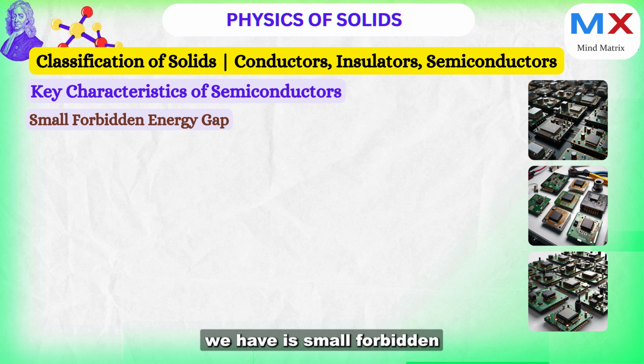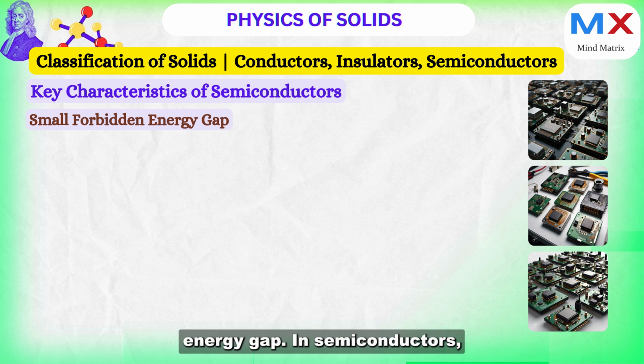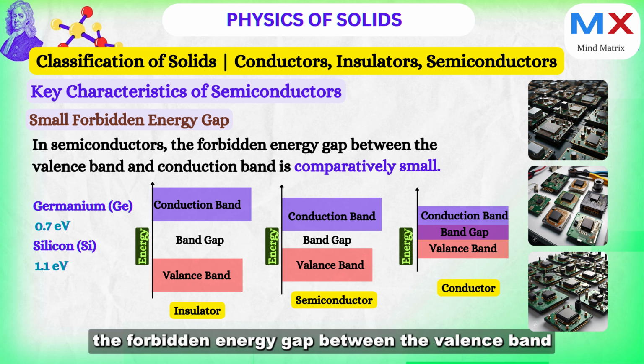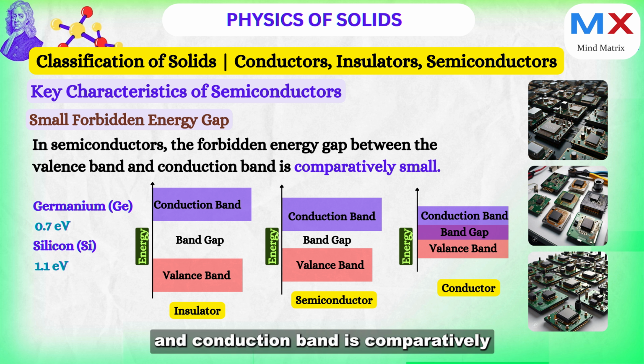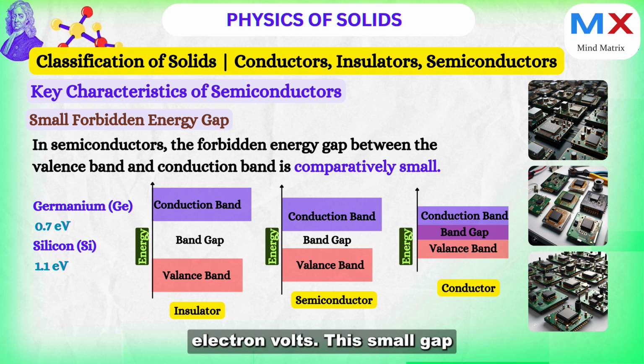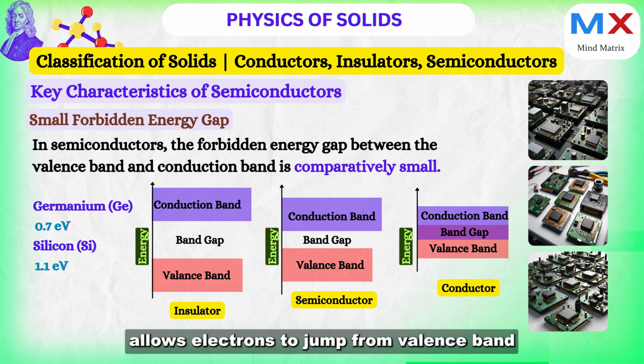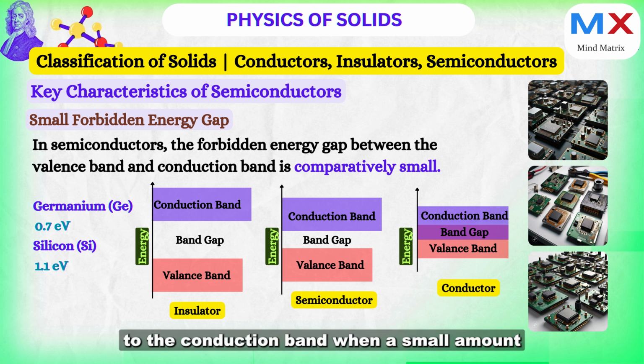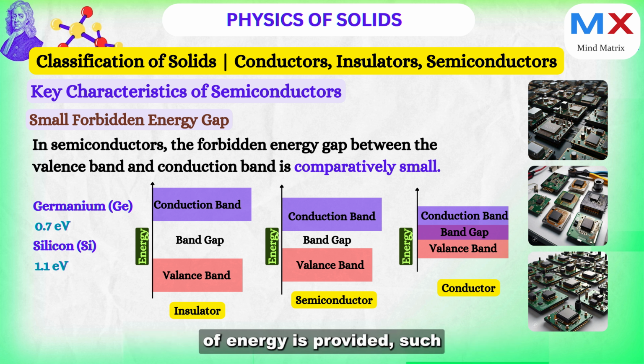The first characteristic we have is small forbidden energy gap. In semiconductors, the forbidden energy gap between valence band and conduction band is comparatively small. For example, in germanium, the energy gap is around 0.7 electron volts, while in silicon, it is around 1.1 electron volts. This small gap allows electrons to jump from the valence band to the conduction band when a small amount of energy is provided, such as heat.